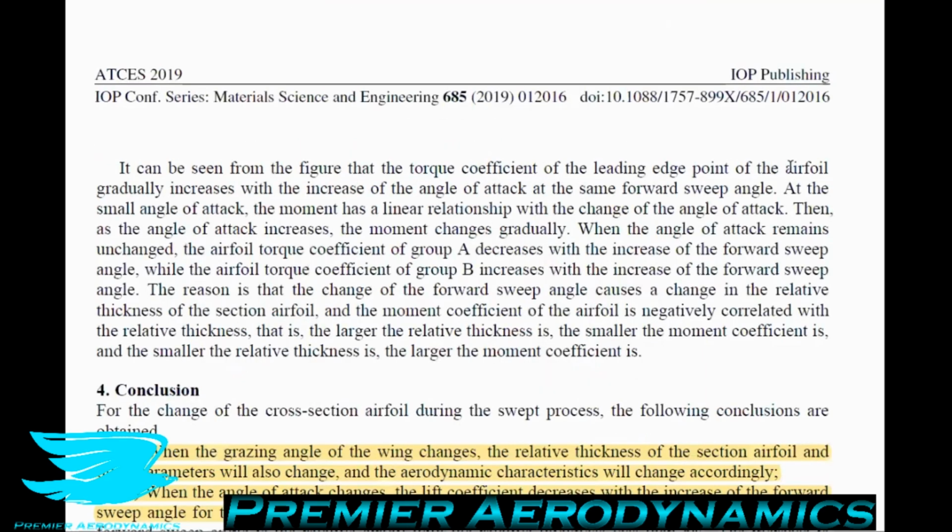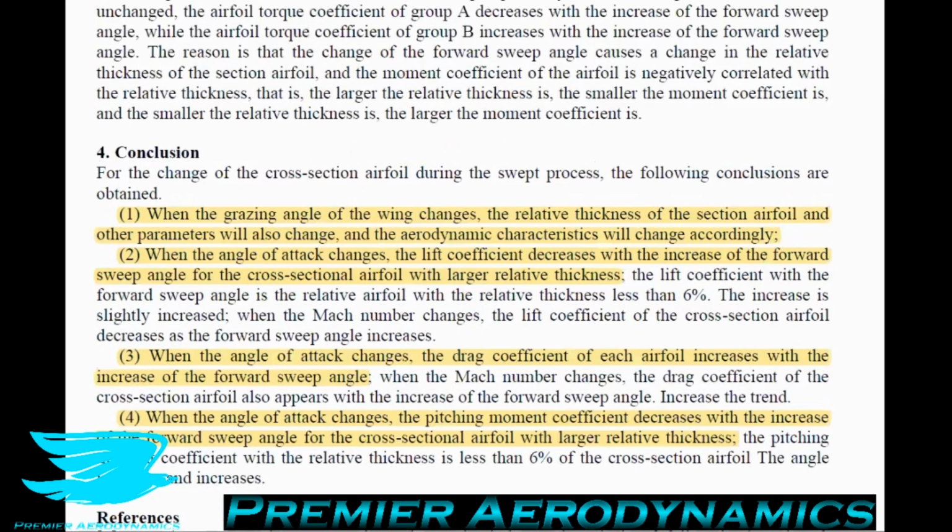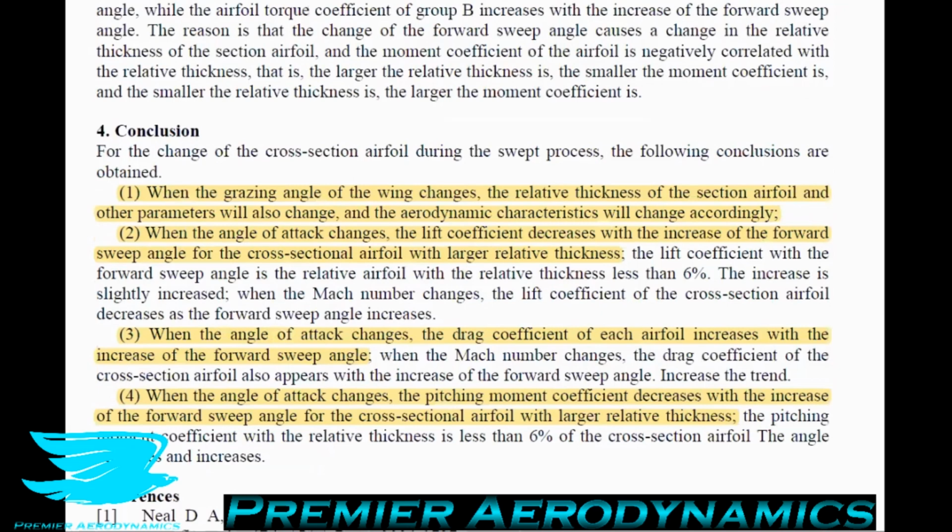So, in conclusion, they have 4 different points that they want to talk about. Point 1, when the sweep angle of the wing changes, the relative thickness of the section airfoil and other parameters will also change, and the aerodynamic characteristics will change accordingly. Point 2, when the angle of attack changes, the lift coefficient decreases with increasing forward sweep angle for the cross-sectional airfoils with large relative thickness.